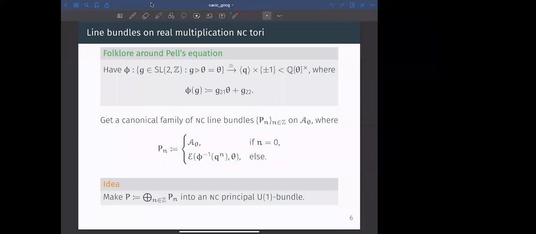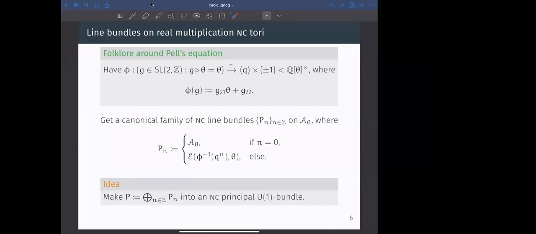So if n equals zero, set P_n to be just the trivial line. And if n is non-zero, just set P_n to be the Heisenberg bimodule corresponding to the element of SL2Z in the stabilizer of theta corresponding to q to the n. And so the idea now is to package these line bundles into a non-commutative principal circle bundle. And what's interesting is that all the pieces are already there.